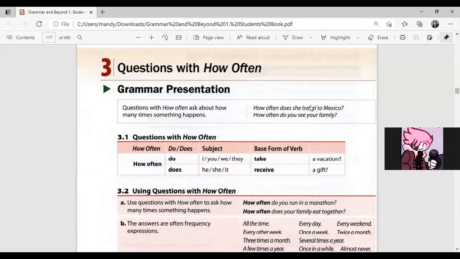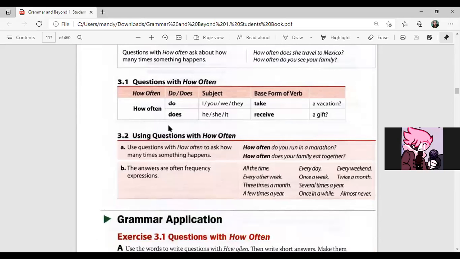For example, how often does she travel to Mexico? Maybe you answer every day, every week. In that case, we use frequency words or time expressions. How often do you see your family? Every day, every weekend, every Sunday, etc. So let's see questions with how often.